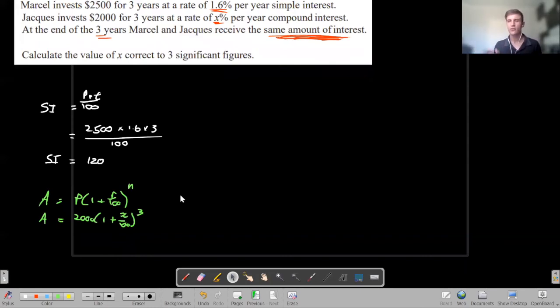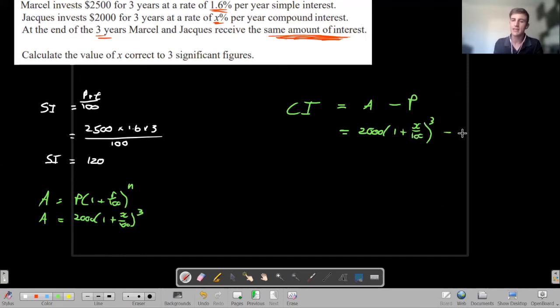But we're looking for the compound interest. So we're looking for the interest, and I'm going to use CI just to say that it's compound interest. We know that that's equal to the final amount minus the principal amount. So we have a formula for this final amount, and we can just substitute that into A over here. So this is 2,000 times (1 plus x over 100), and we raise that, so that's cubed, minus, we know what the principal amount is, so that's just 2,000.